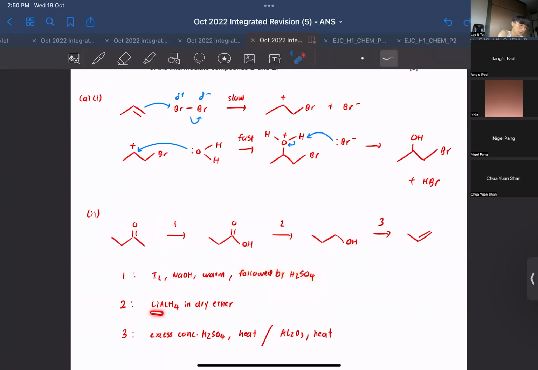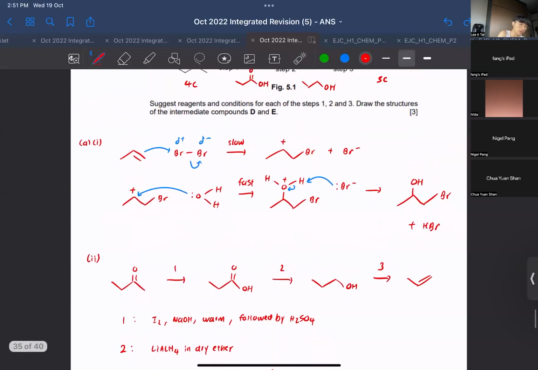Okay, next is the reducing agent and this second one. Remember that for dehydrating agents, the most common one is this one, but we can also use Al2O3 and heat, depending on which one you chose. Both are acceptable. So these are very basic organic questions, which shouldn't take very long to solve, and we're going to slowly up the difficulty as we proceed into the question.